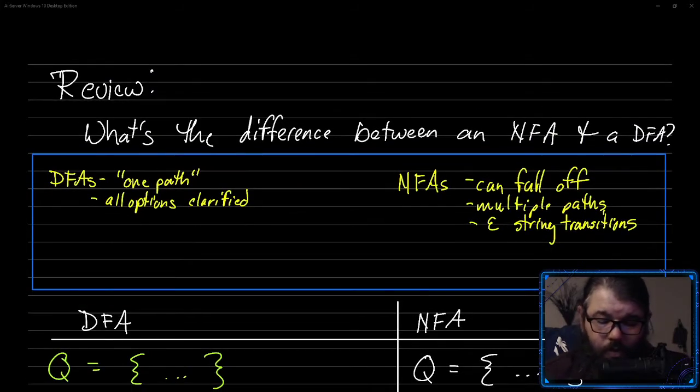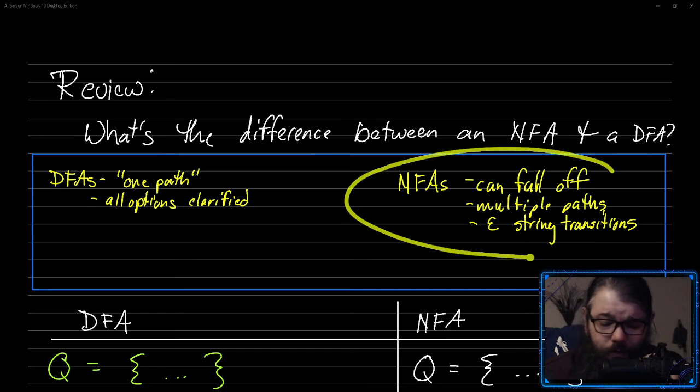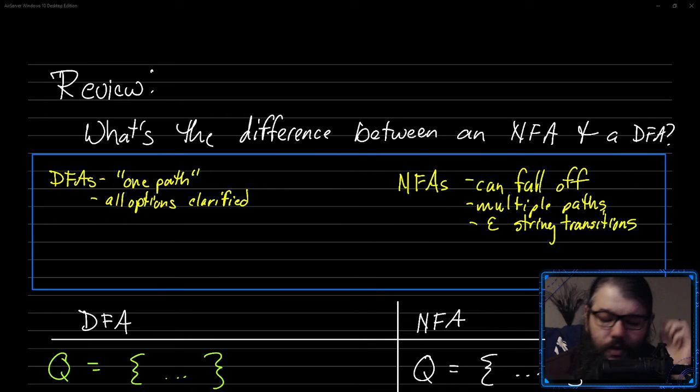Okay. So in a DFA, you have one path through the machine instead of multiple paths, and all of your options are fully determined for you. You know where you're going at every point in time. There's no confusion there. With an NFA, you can fall off. You might have multiple paths, like when you had that first one, or you had those empty string transitions, and it makes things a little confusing. So let's look at the formalism.